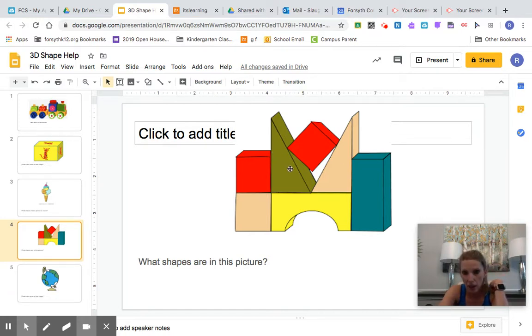Now we haven't learned about this shape, or this shape. So we were only looking for cubes and rectangular prisms, but a lot of you clicked the answer that said there were squares in there. But there are no squares in this picture because it's a 3D picture.